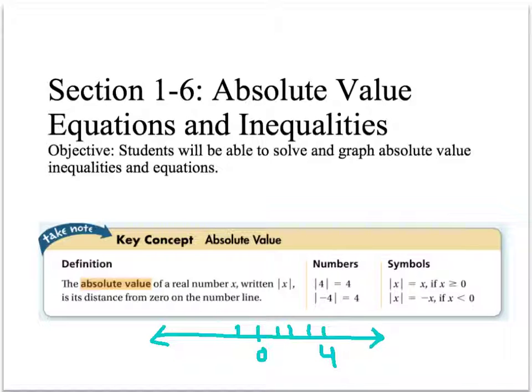So if this is our number line, it's saying that the absolute value of 4, with these two vertical lines, the absolute value of 4 is 4, because the distance from 0 to 4 is 4. Well, the absolute value of negative 4 is also 4, because the distance from 0 to negative 4 is 4 units. It's always positive.